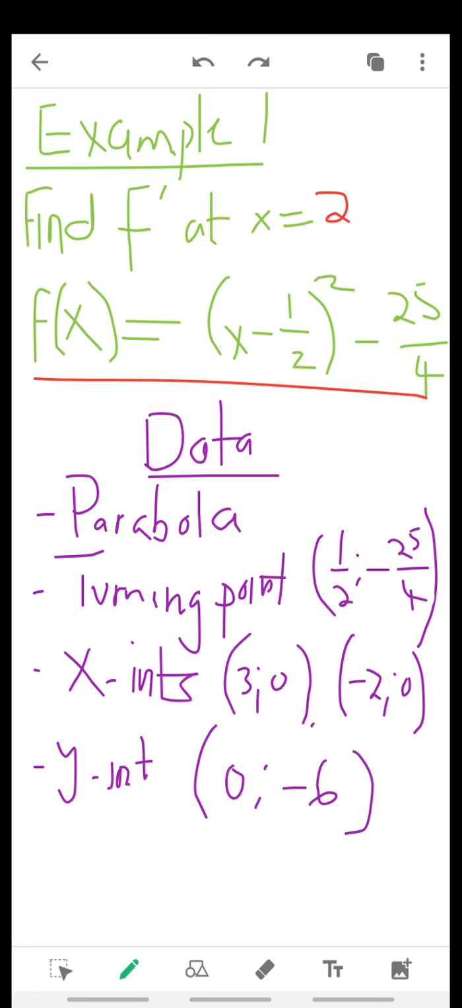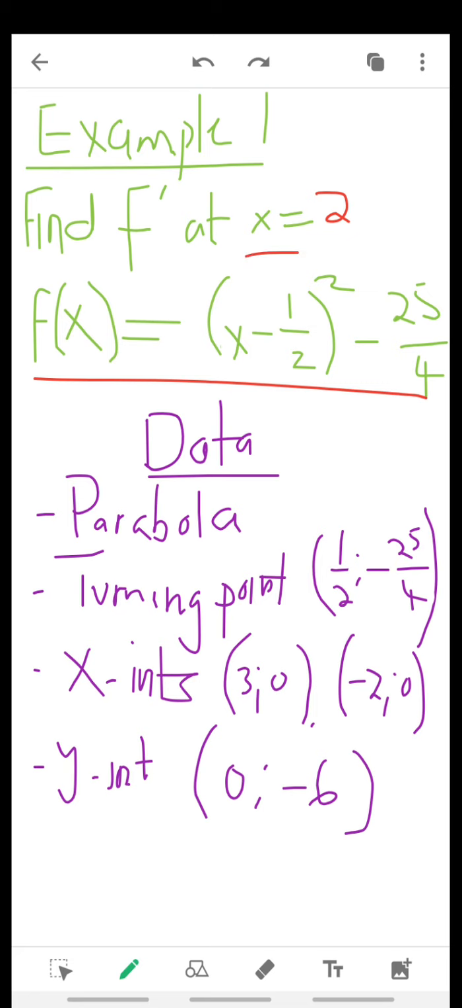So it means you first find the derivative of f, and then once you have f prime of x, you're going to substitute the x, meaning now I'll be finding the gradient at the point 2. Okay, so this is the given equation here, which is f of x equals (x minus 1 over 2) all squared minus 25 over 4. So that is the given equation.